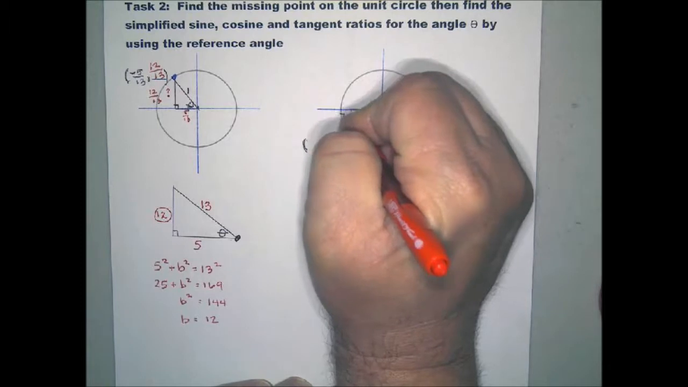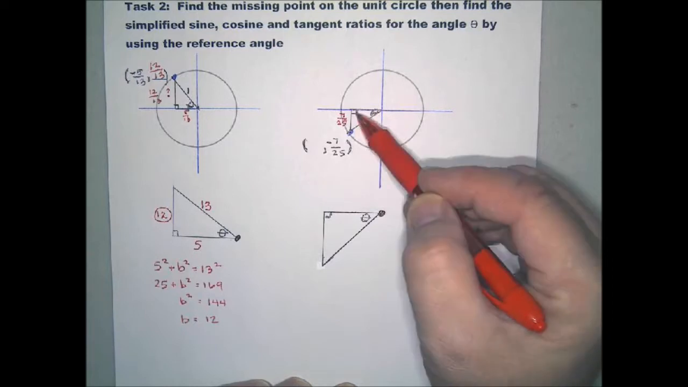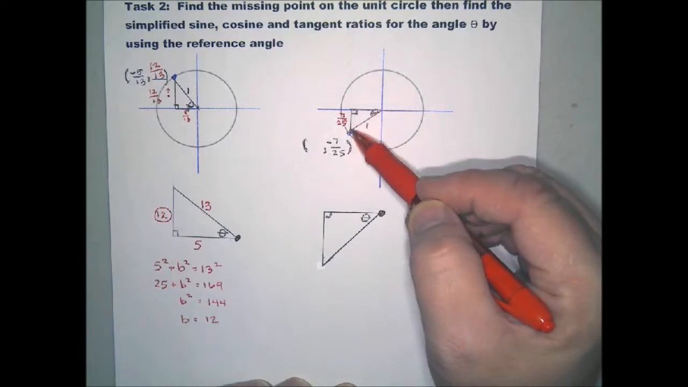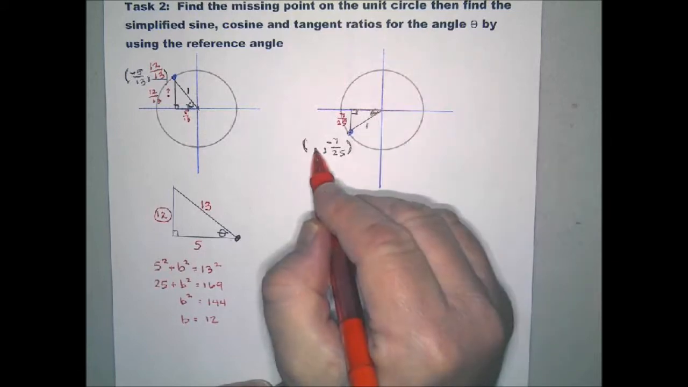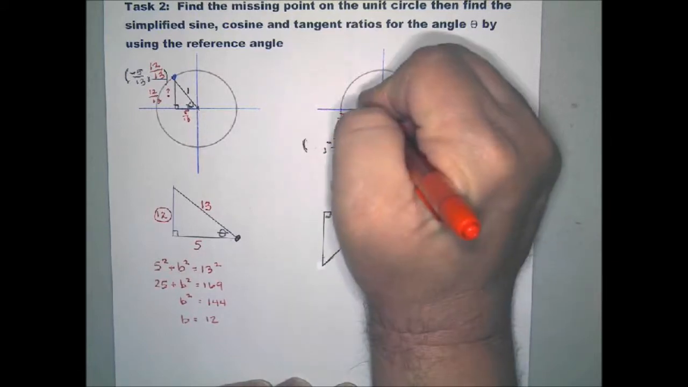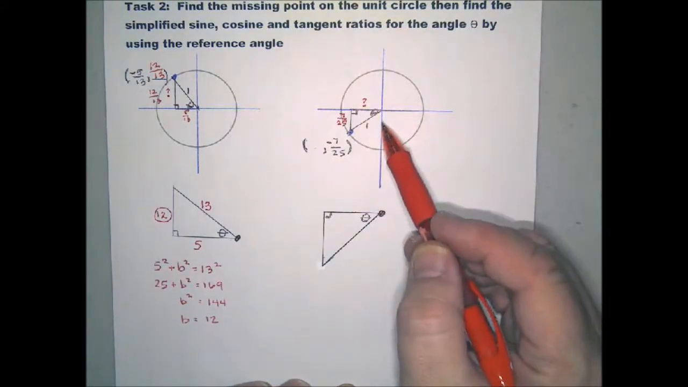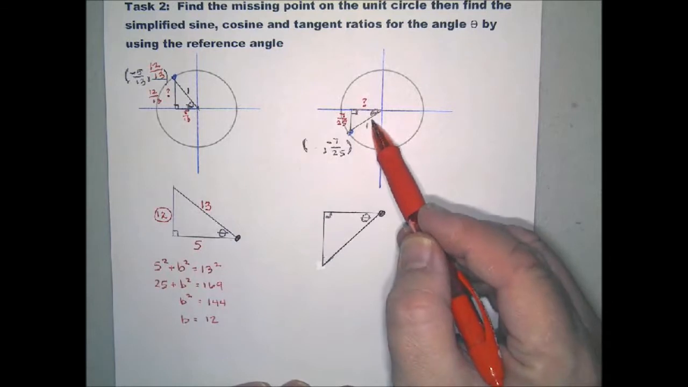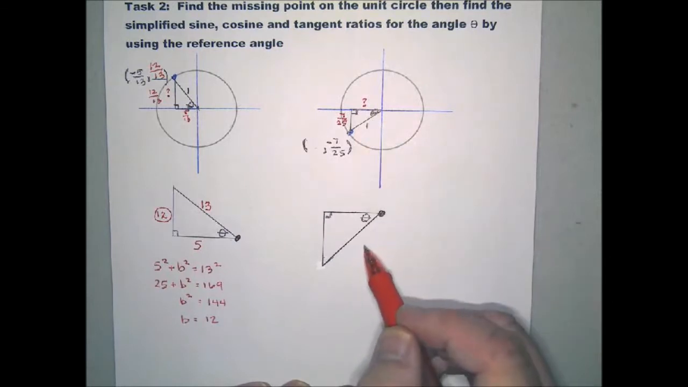I'm going to put 7 over 25. And the reason I'm not going to make it negative is in the triangle, this is a distance. So we want to know what's the x. So I'm going to put my little question mark right there. And the next thing I'm going to do is take this triangle out of the unit circle. I'm going to blow it up and work with it in its original form.